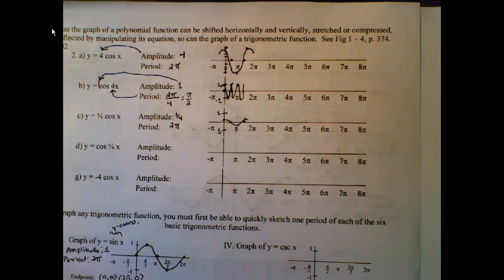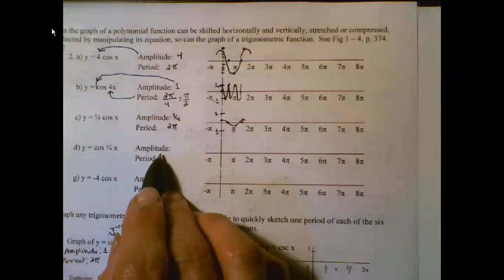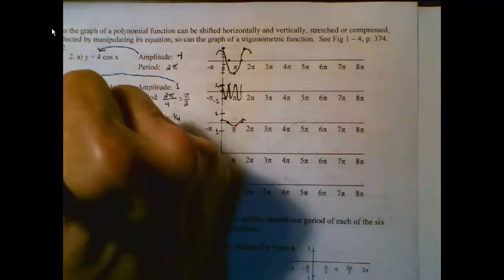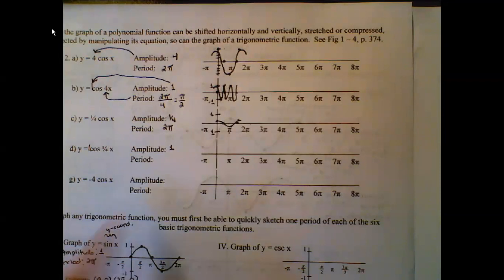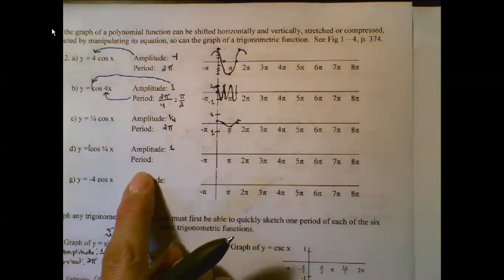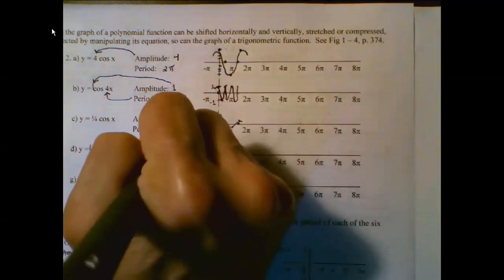Good. Okay, in the D part, what is the amplitude of this graph? 1. Because the leading coefficient is 1. And how do you find the period of this graph? Tell me what math operation I would do to find that period. 2 pi divided by 1/4. Perfect.